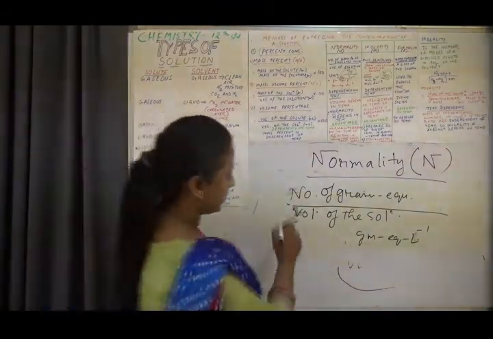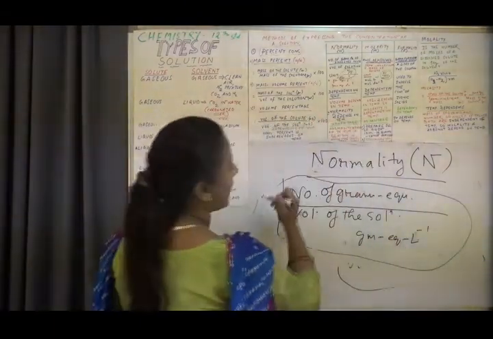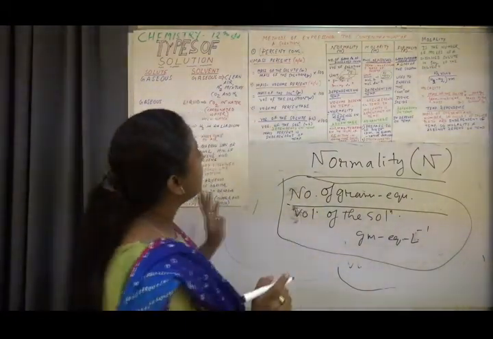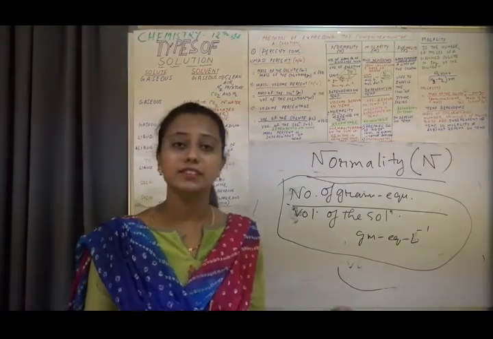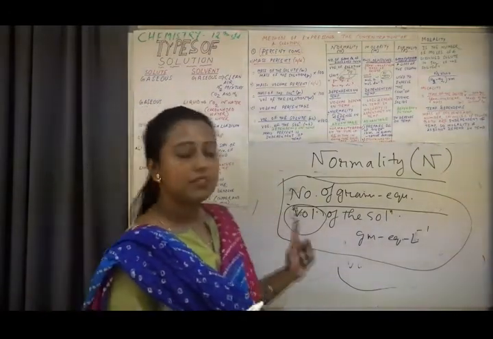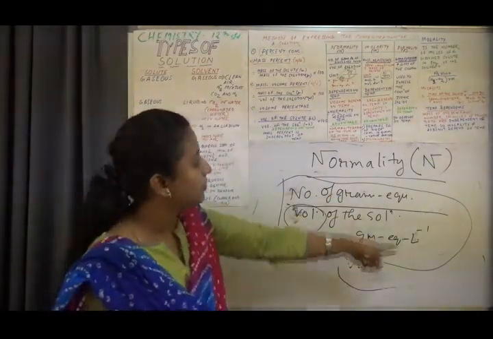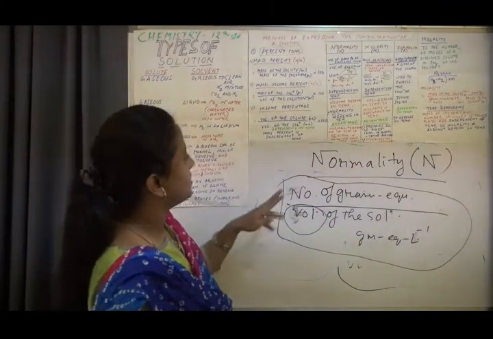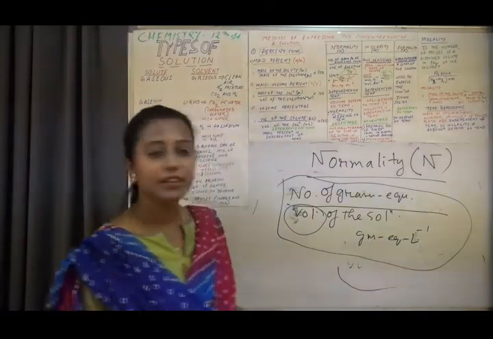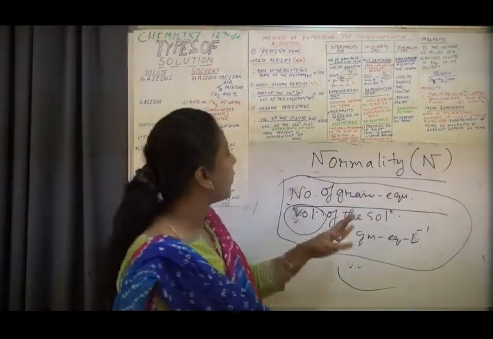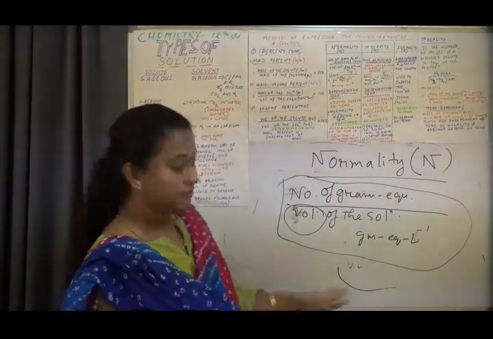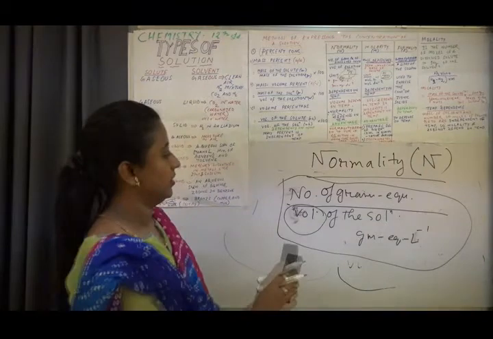Whether this term is dependent on temperature or not: this term depends on the temperature. Why? Because volume is there, and this volume depends on the temperature, so the whole term will depend on temperature. What are the advantages of normality? Normality depends on the reaction. What type of reaction is going on, we can find out with the help of the normality. I think up to this is clear.